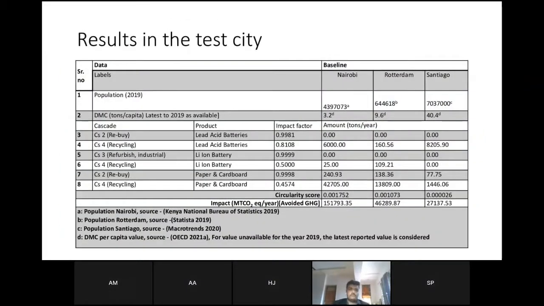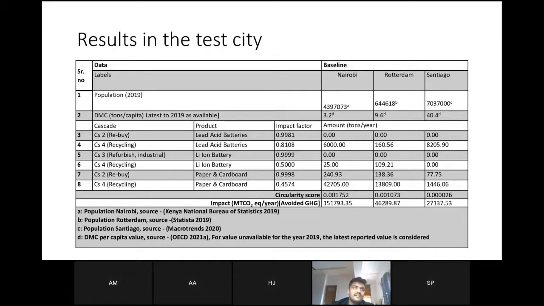So sharing with you the results that we found by implementing this methodology and indicator in 3 cities, which were Nairobi, Rotterdam and Santiago. Firstly, we selected accumulator batteries and paper cardboard as representative products. So for all these three cities, these products were our representative products, and whatever score we would be getting based on them would be compared across these three cities.